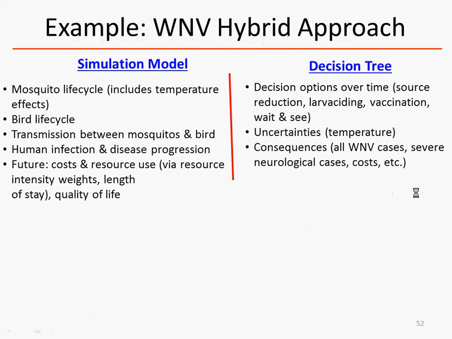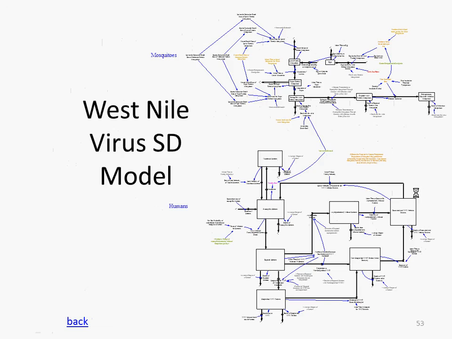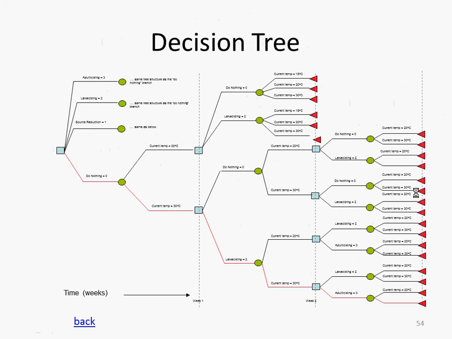So, for our application example here, simulation models are responsible, say, for the mosquito life cycle, bird life cycle, transmission between the two, human infection, totaling up costs and resource use. The decision tree represents the choices. Your choices over time, the uncertainties about temperature, for example, notably in that tree, and then various consequences in terms of various outcomes we might care about. So we might have a system dynamics model, for example, for the underlying simulation.